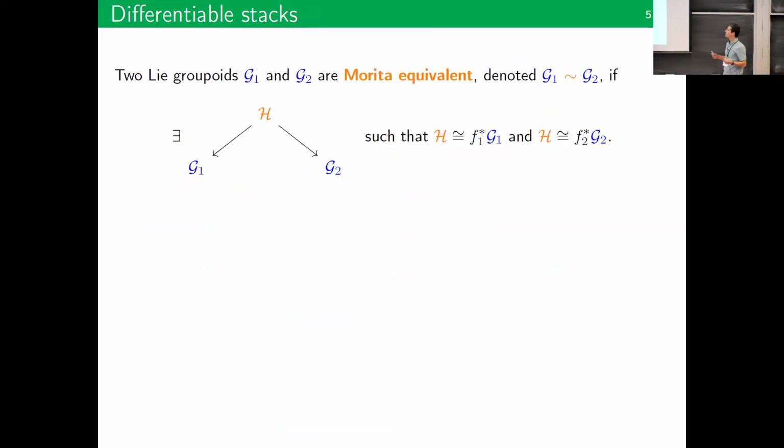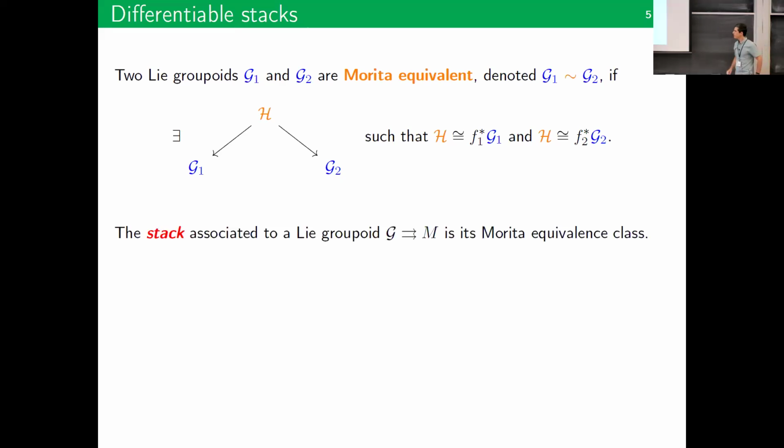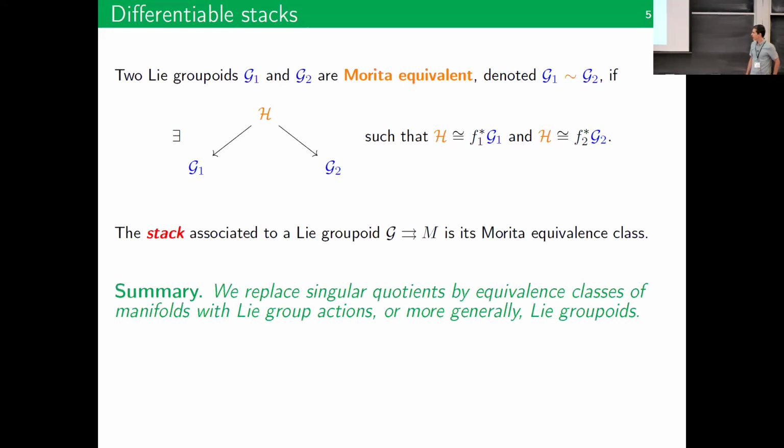So 2 Lie groupoids are Morita equivalent. That's the notion of equivalence. If there's a third Lie groupoid H with maps to both G1 and G2, such that H is some kind of pullback of G1, but also of G2. So it's diffeomorphic, isomorphic to a pullback of G1 and G2 for some appropriate notion of pullback of Lie groupoids. Okay. And then the stack associated to a Lie groupoid will be its Morita equivalence class. For example, a Lie group action would be one. And so to summarize, instead of describing singular quotients, we replace them by equivalence classes of manifolds with Lie group actions, or more generally, Lie groupoids.